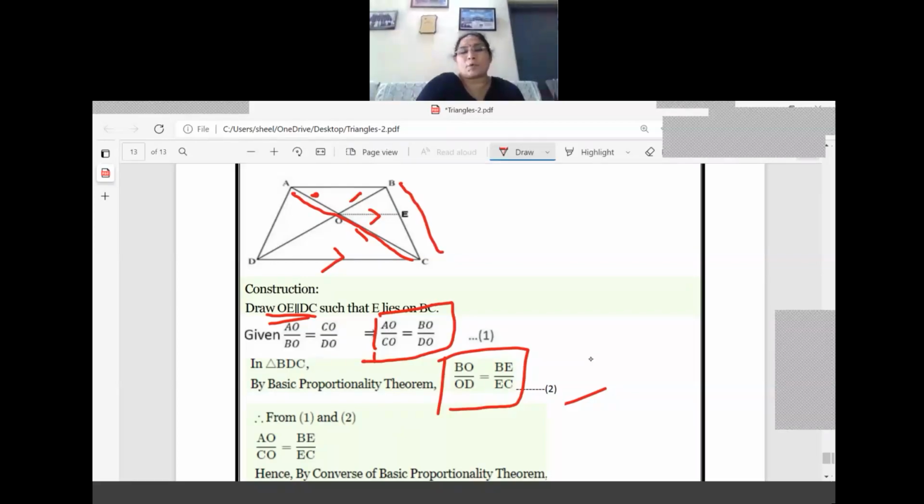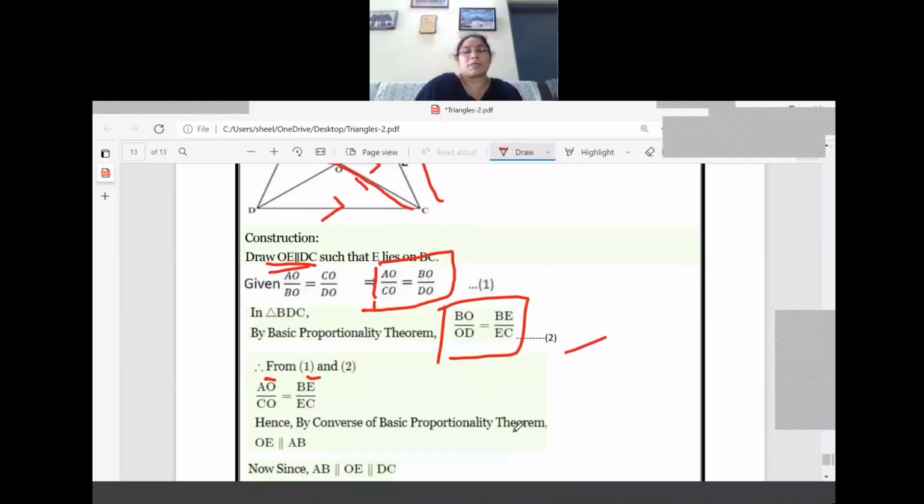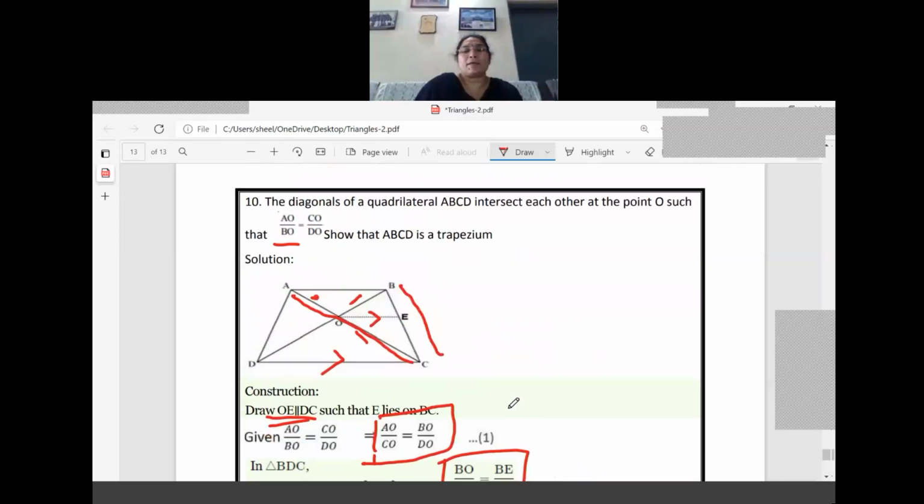Now the line division points are which ones? O and E. Since O and E are gone, what is the remaining line we have to take? That means AB only. So here we can go for OE parallel to AB, right? OE is there and AB is there. So OE is parallel to AB. Now by construction we have written that OE is parallel to DC also, right?